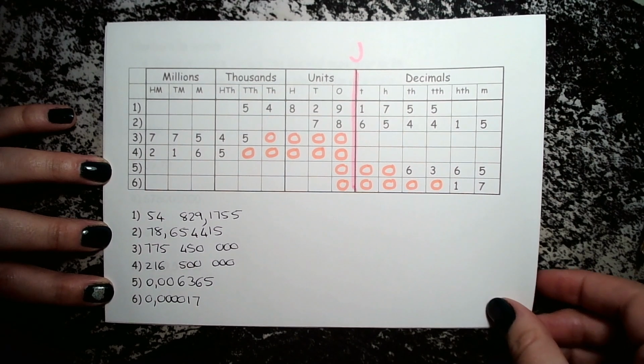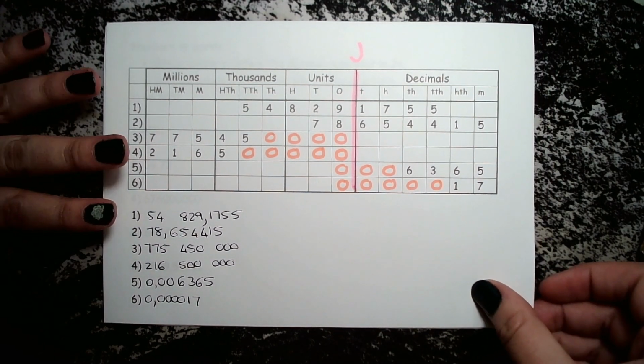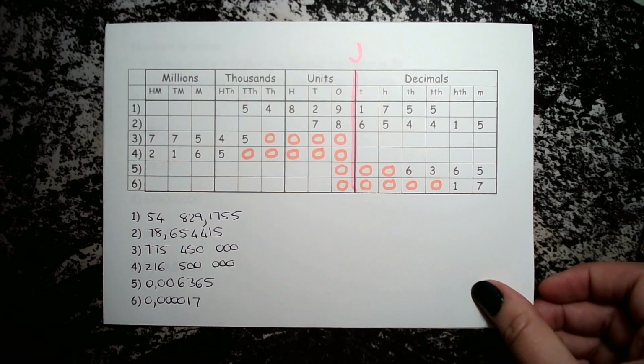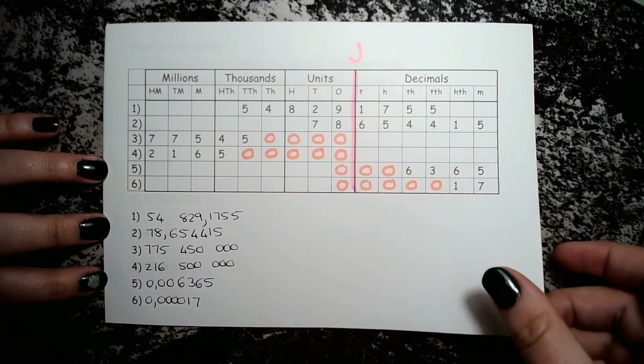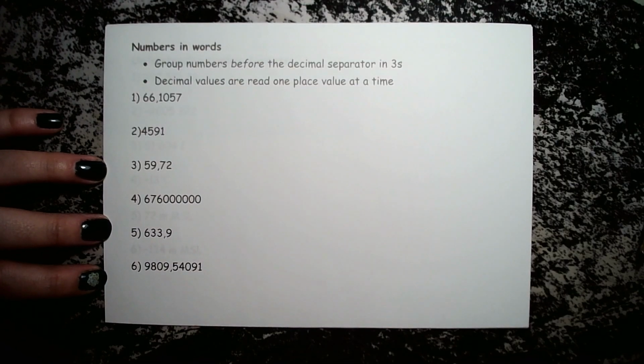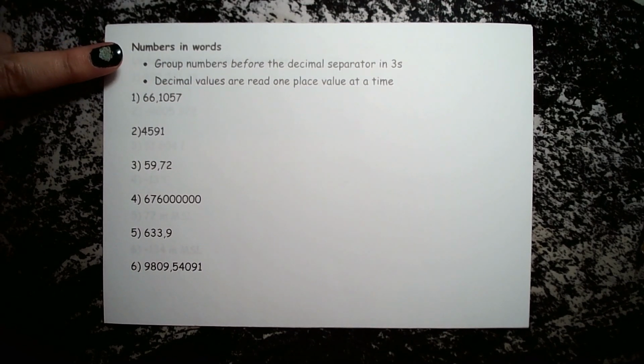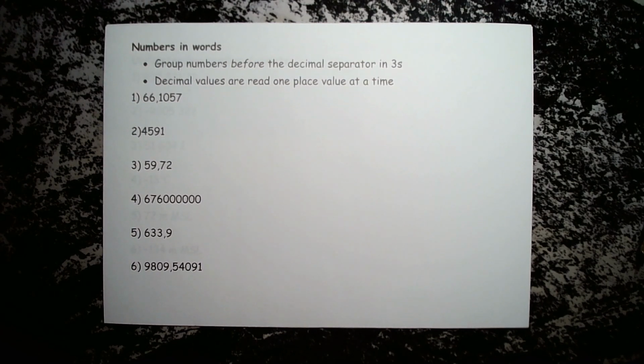Let's continue on. So this has to do with number formats. How do we format the number? How does it look? What does its form look like? Then we get to numbers in words. So a few tips for you in order to work with that. Firstly, you group your numbers before the decimal separator in threes, and then your decimal values, as I've stated just now, are read one place value at a time.